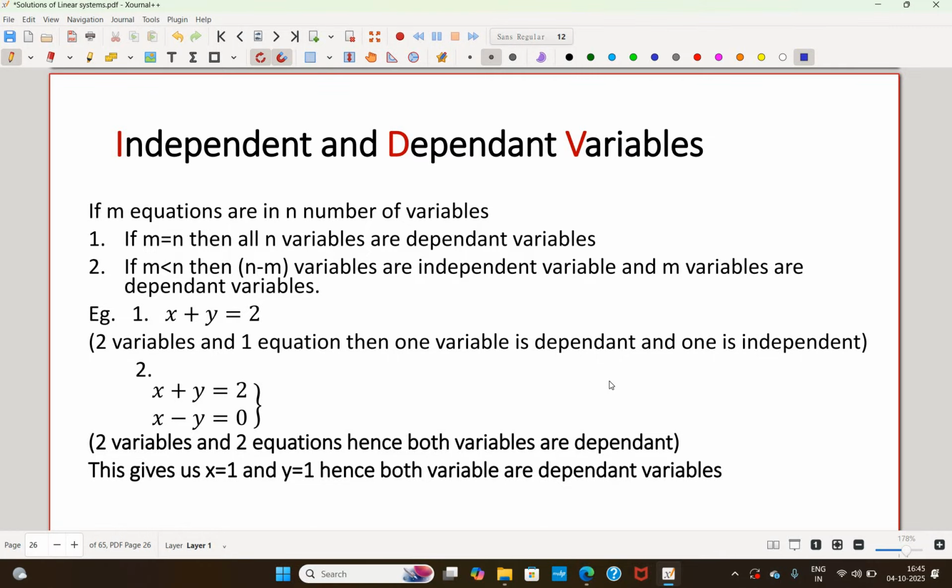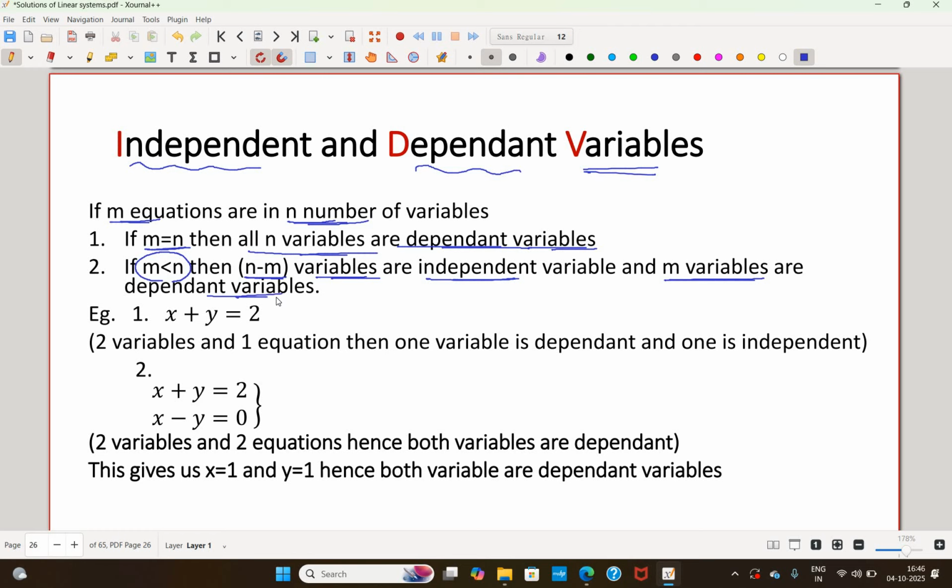Before we proceed to the matrix notation, let us understand the independent and dependent variables. It's really important to understand this. Suppose we have m equations in n variables, then a few things we can acknowledge clearly. If m is equal to n, then all n variables are dependent. If m is less than n, then n minus m variables are independent, meaning they can take any value, and m variables are dependent variables.